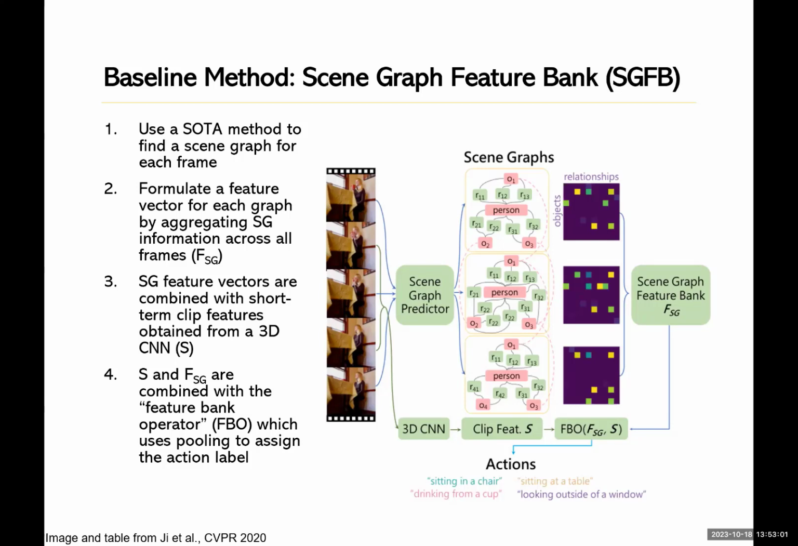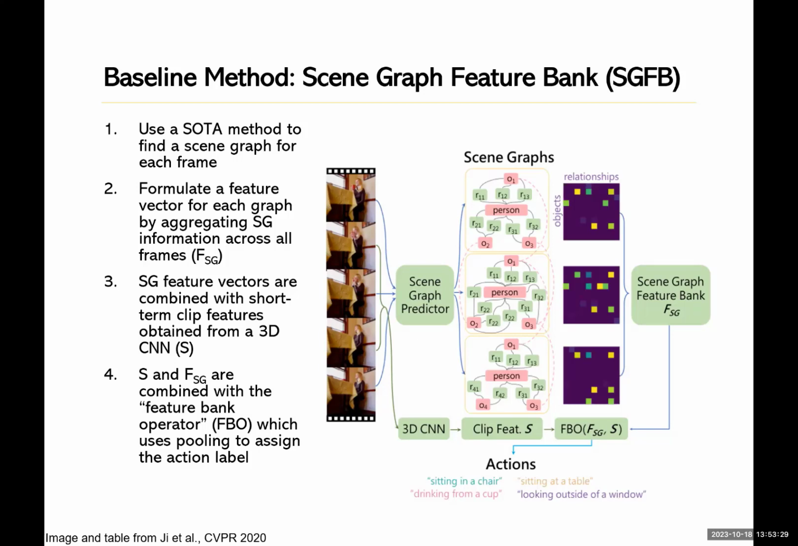There is the scene graph feature bank, SGFB. It's a set of features that, after you have the scene graphs for each individual scene, gives you the series of objects and everything in them, and you use that to build feature vectors in a feature bank across the entire video. So think of this as kind of a macro thing for the whole video.